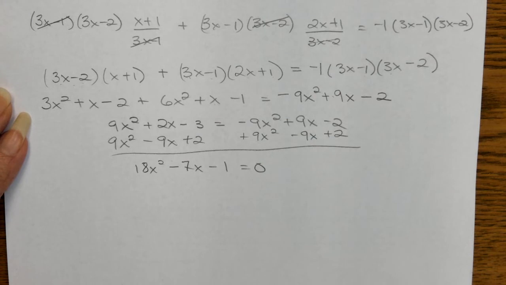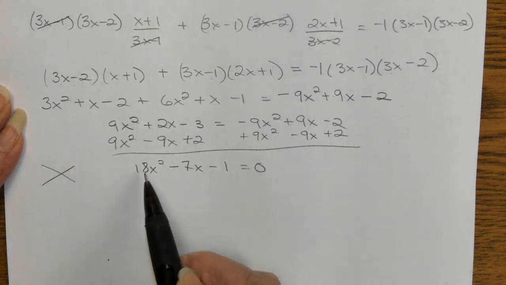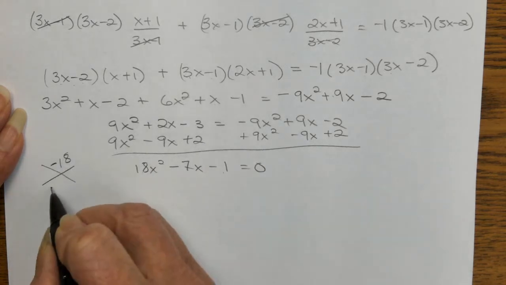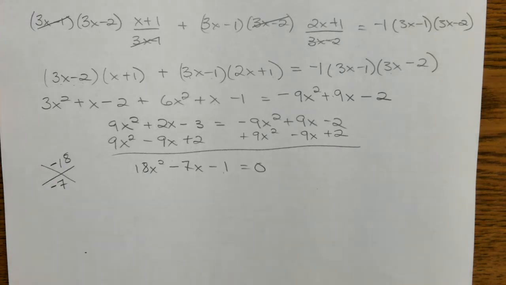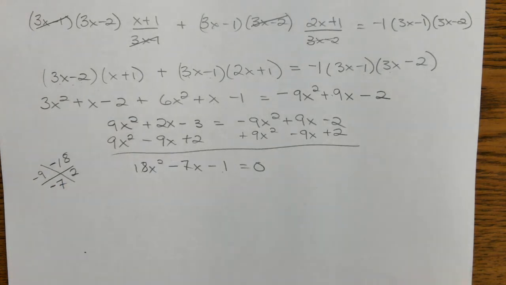So let's see if we can factor this thing. So we're going to try it out. We're going to put our x here, multiply a times c, and then we have our b here is negative 7. So what we're looking for is, do we have factors of negative 18 that add up to negative 7? And the good news is we do. We have negative 9 and 2. That means this guy is factorable.